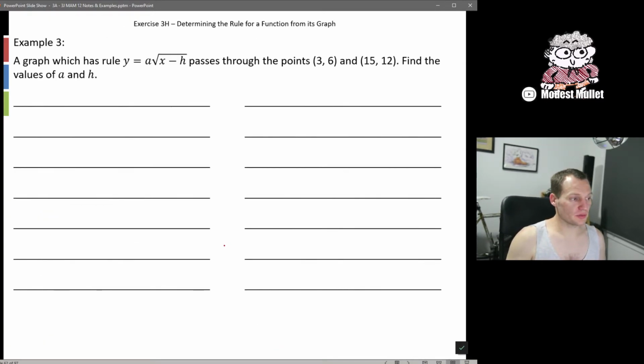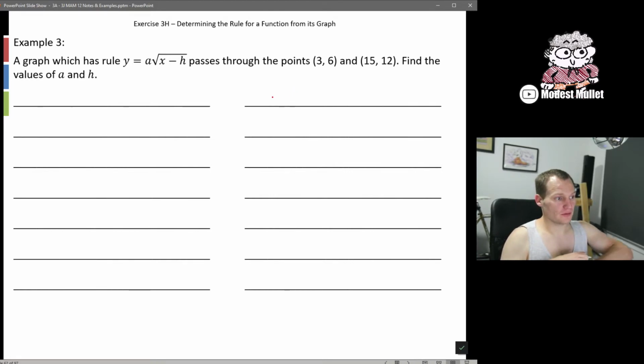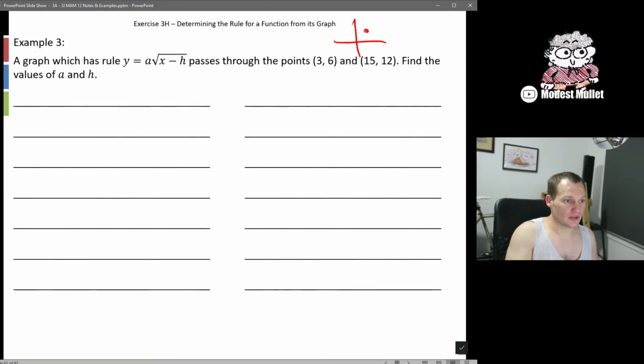Rightio, last example. Again, back to one of these situations where we're not actually given a graph. We're just given 2 points. Now, a graph has the rule y equals a square root of x minus h. It passes through the points (3, 6) and (15, 12). Find the values of a and h. We're not told those 2 points are one of the endpoints or the starting point of a square root graph. We know a square root graph generally has a starting point and goes.